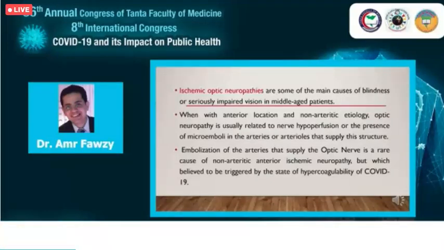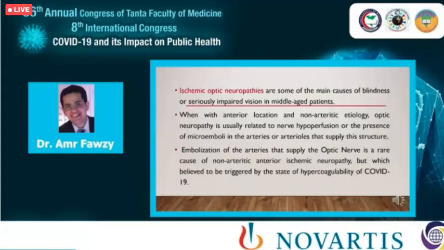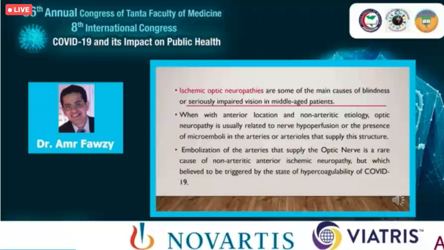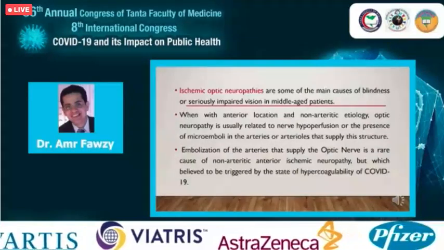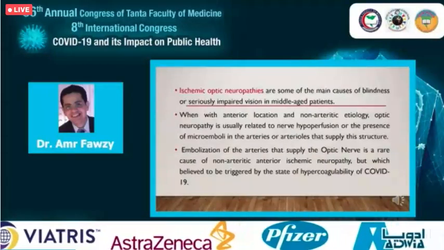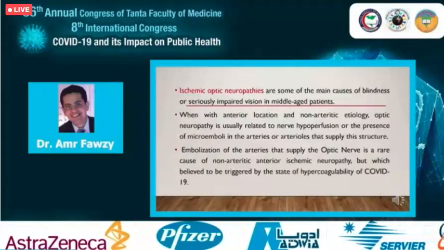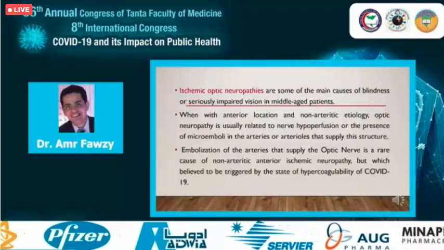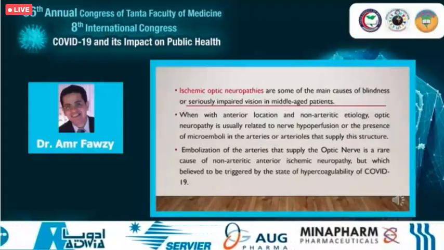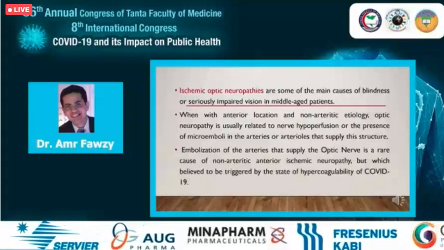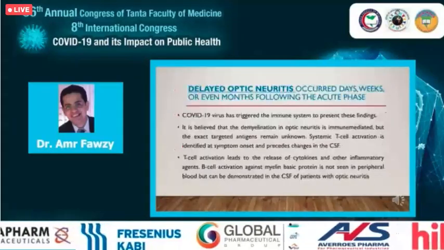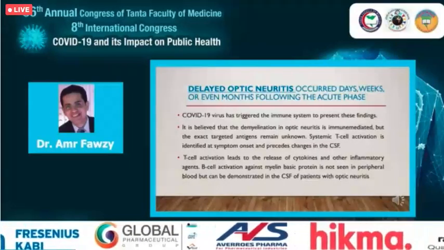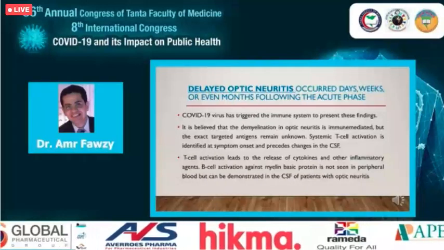Optic neuropathy is usually related to nerve hypoperfusion or the presence of microemboli in the arteries or arterioles that supply this structure. Embolization of the arteries that supply the optic nerve is a rare cause of non-arteritic anterior ischemic optic neuropathy, but it is believed to be triggered by that state of hypercoagulability of COVID-19. So the early optic neuritis may be ischemic or it may be inflammatory.